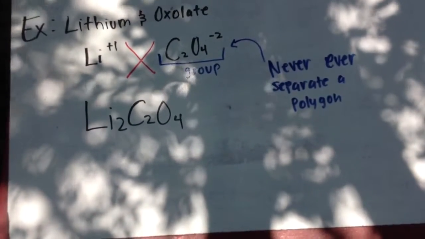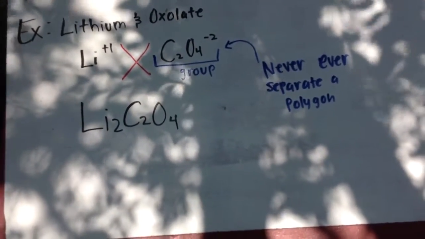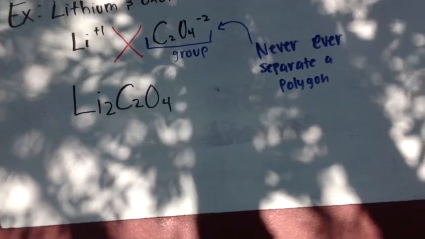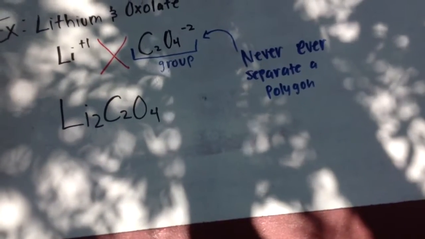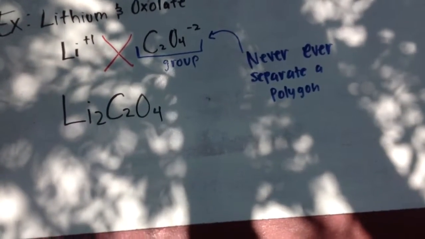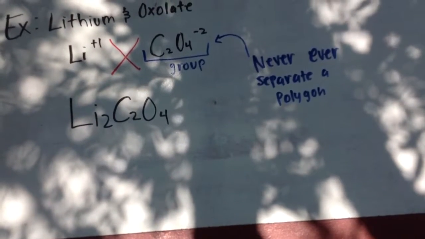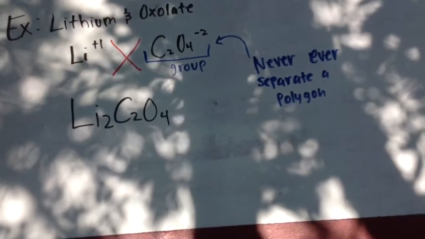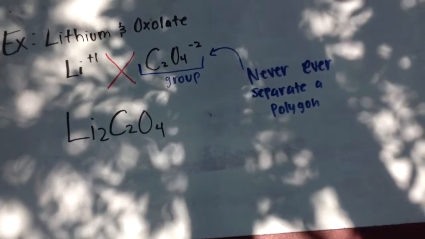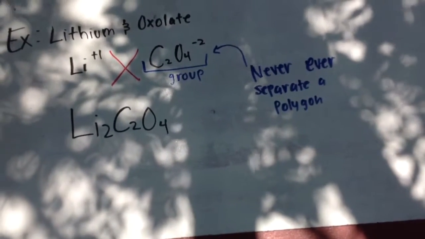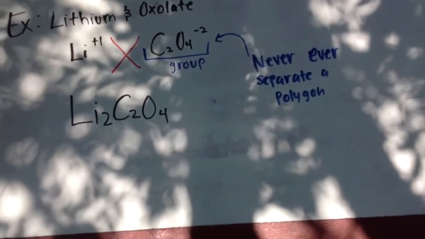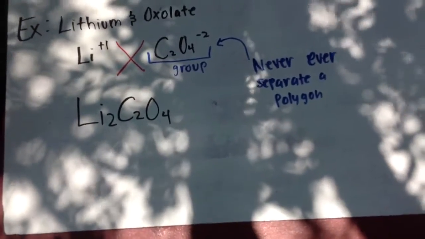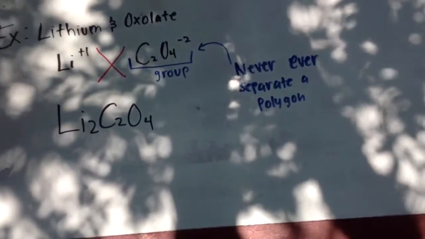Another example would be lithium and oxalate. The symbol for lithium is Li, and its ion is plus 1. For oxalate, its symbol is C2O4, and its ion is negative 2. C2O4 is a group, and it never ever separates. You switch the ions, and it becomes Li2C2O4. You don't bring down the 1 because the 1 goes away.